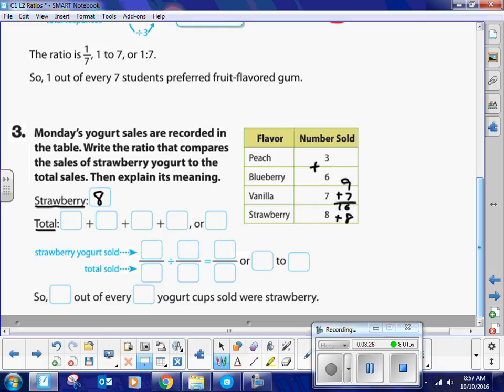Pet stores sold the animals listed in the table in 1 week. Write the ratio of cats to pets sold.